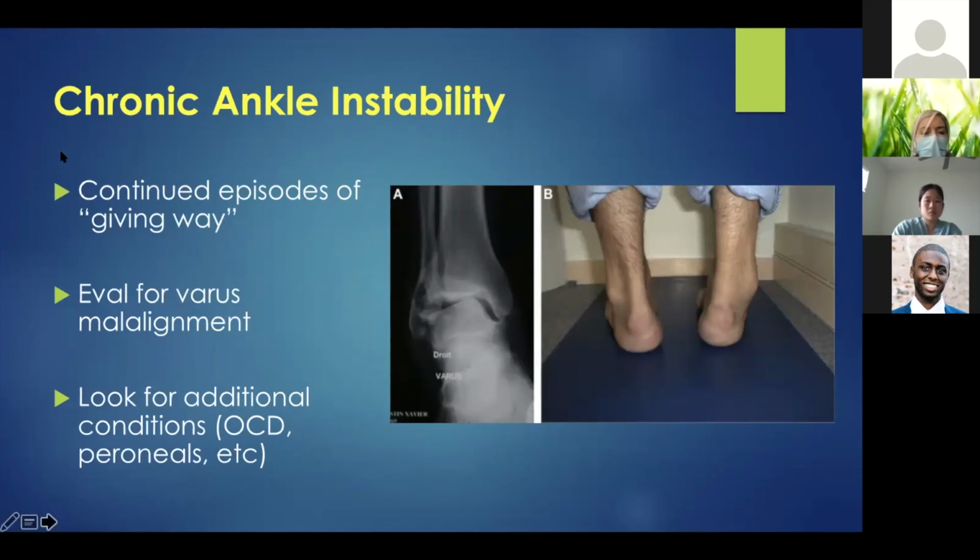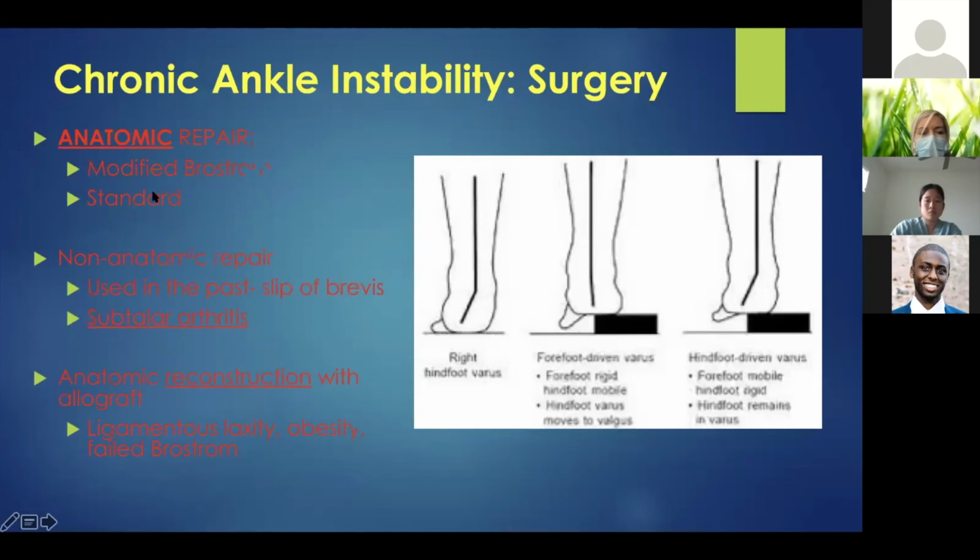Again, the key for chronic is always an anatomic repair. So in the olden days, we used to do these using the split slip of the peroneus brevis, but that created a lot of subtalar arthritis, and they were not anatomic because they would create a lot of foot tightness. So our modified Broström is really the standard, because it's an anatomic repair. We do an anatomic reconstruction with allograft in our patient population that has ligamentous laxity, obesity, and sometimes a failed Broström.